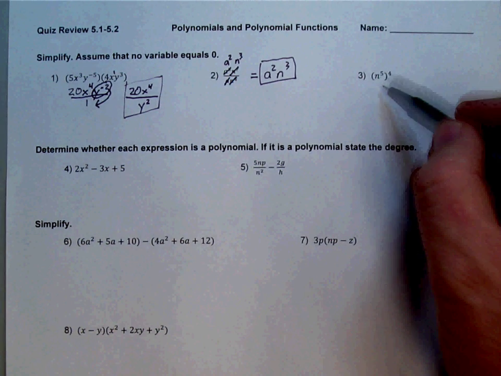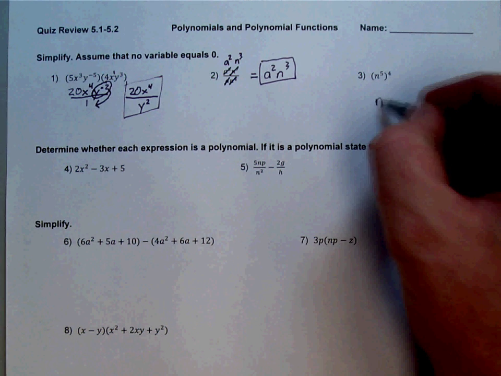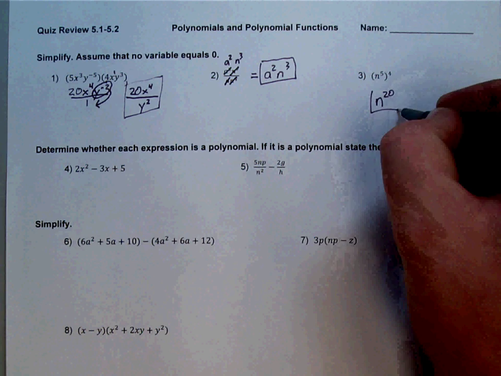Number 3, n to the fifth to the fourth power. Here I have a power raised to a power. This is when you multiply the exponent. So 5 times 4 is 20, n to the 20th.